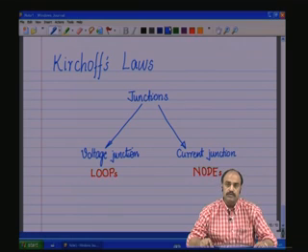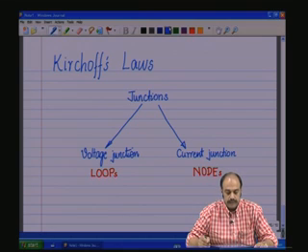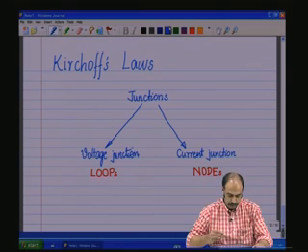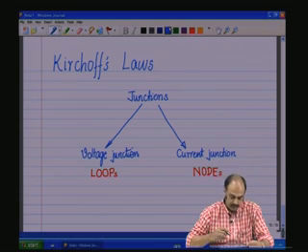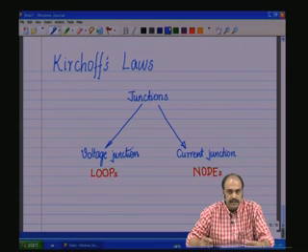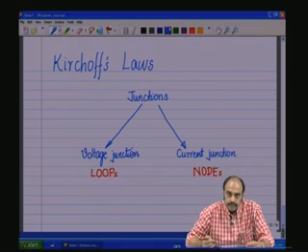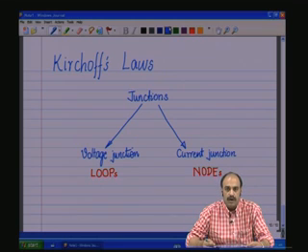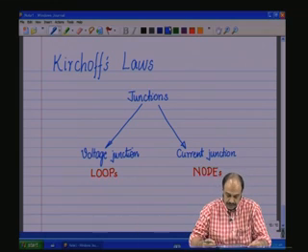Why do they call these voltage junctions and current junctions? Of course, as the name implies, a voltage junction is a meeting point of all voltages. In the loops, all the voltages meet together, and that is why it is called a voltage junction. And at the nodes, all the currents meet at the node, and therefore, it is called the current junction in the electronic circuits.